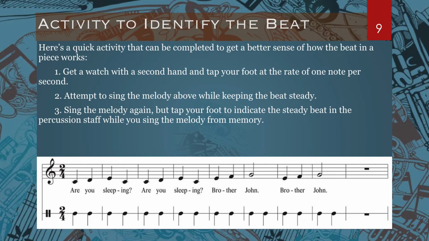One activity you can do on your own is get your textbook and find this excerpt. And then get a watch with the second hand and tap your foot at the rate of 1 note per second. Now attempt to sing the melody above while keeping the beat steady. And what that means is keeping your foot tapping at the rate of 1 note per second. Now sing the melody again, but tap your foot to indicate the steady beat in the percussion staff while you sing the melody from memory.